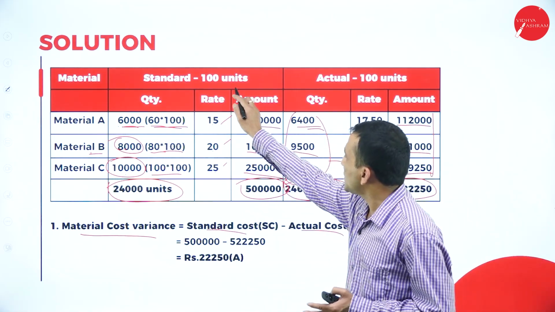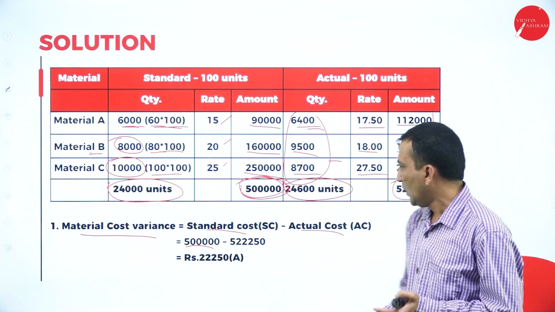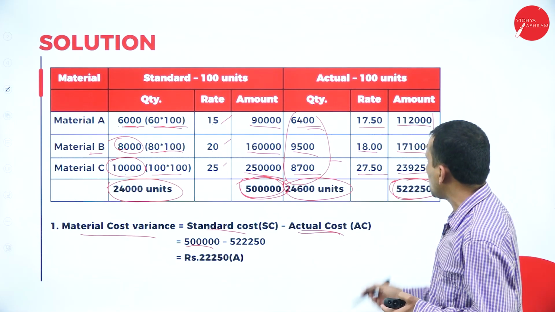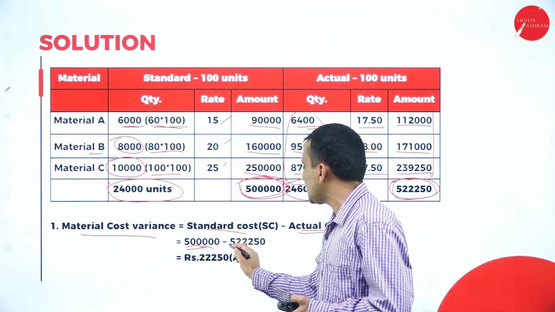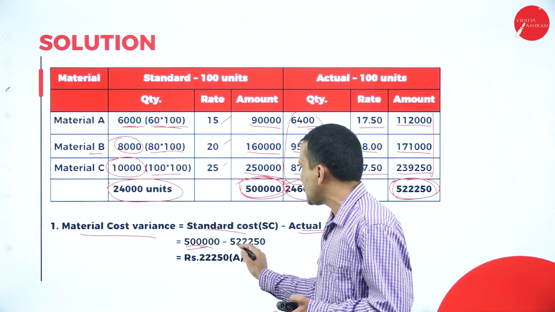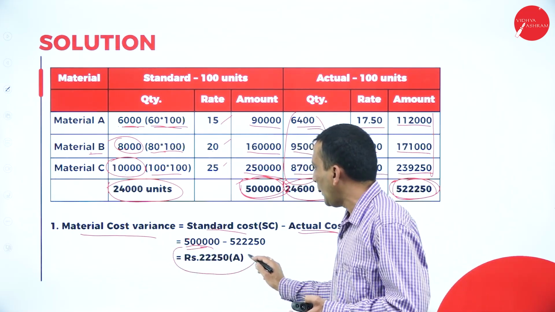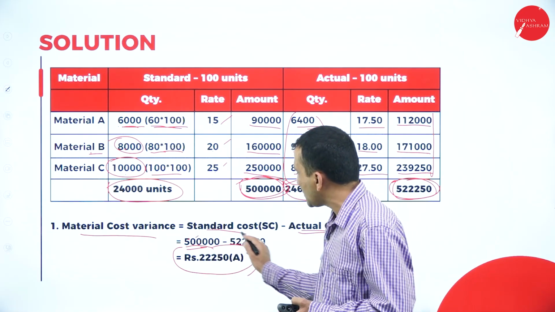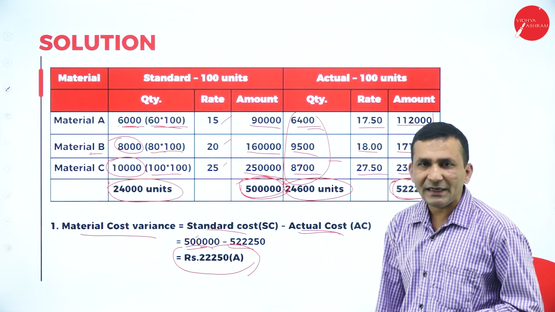So directly, the standard quantity total we got is 5 lakhs, so directly we can write the amount. The actual cost value is also calculated, the total 5 lakhs 22,550. Obviously, if you try to subtract, because 5 lakhs is less than the 5 lakh 22,250, the result is 22,250, which is coming under the negative.